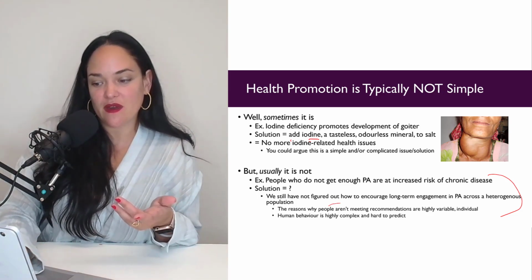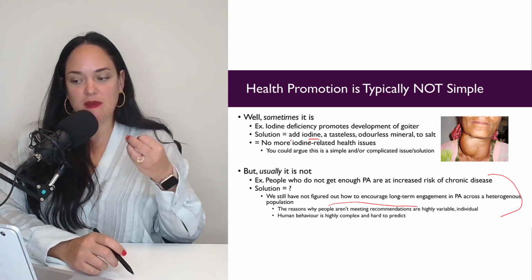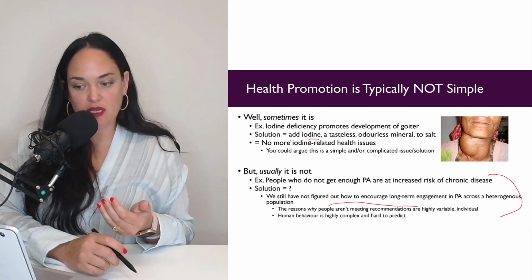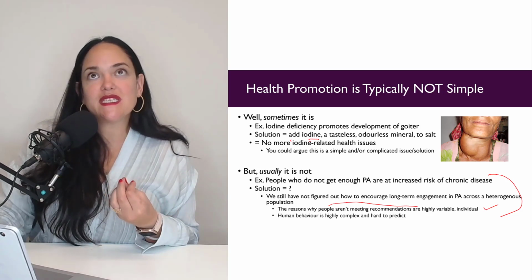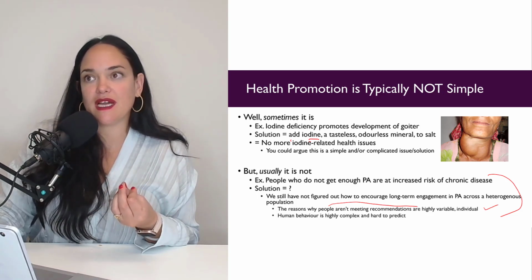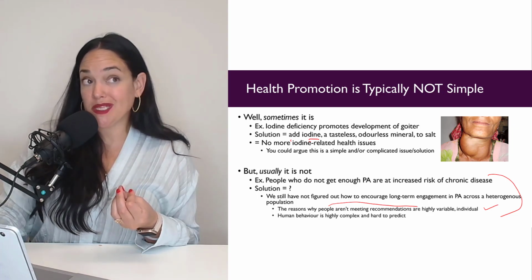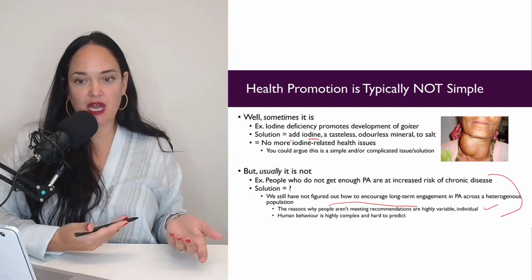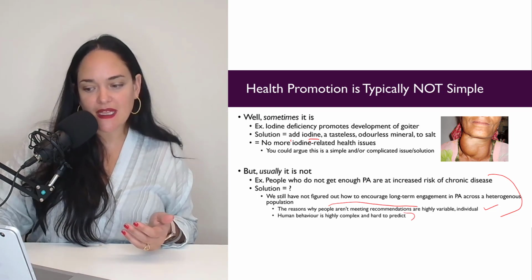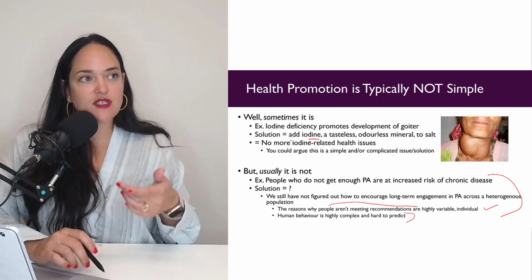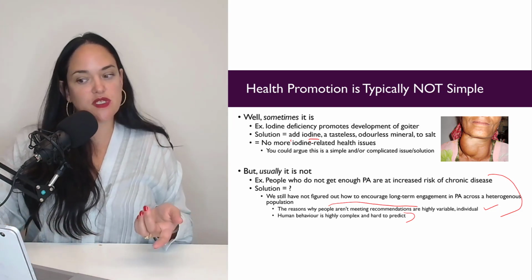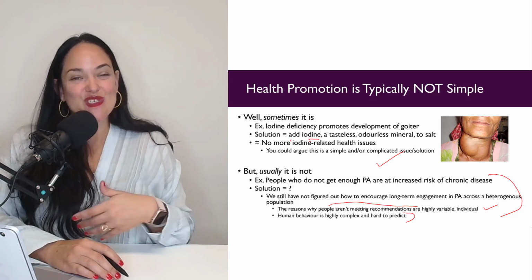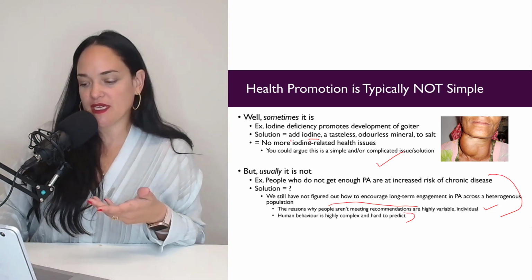We still haven't figured out how to encourage long-term engagement in physical activity across the heterogeneous population that we see in North America. Why? Because the reasons that are leading to a lack of physical activity are often really individual, really circumstantial, really environmental, and can fluctuate. They can change over time as well. Human behavior is highly complex and hard to predict. So we can't just apply a simple solution. There's no simple, just add physical activity to the water solution here to promote engagement in physical activity across a population.